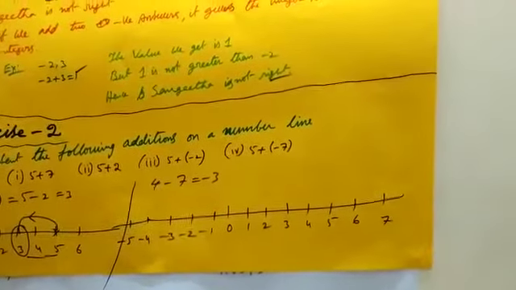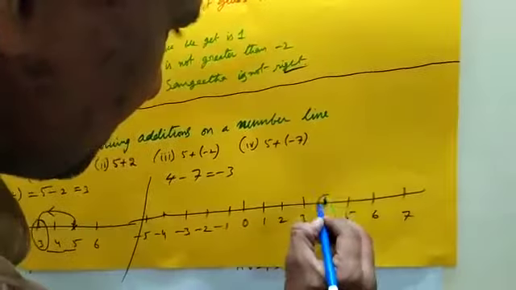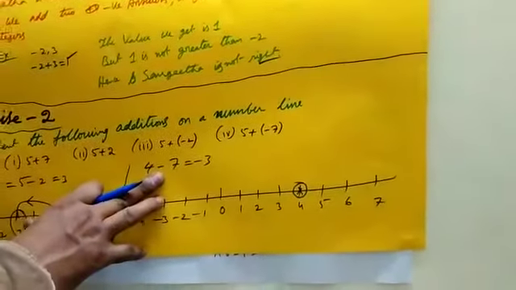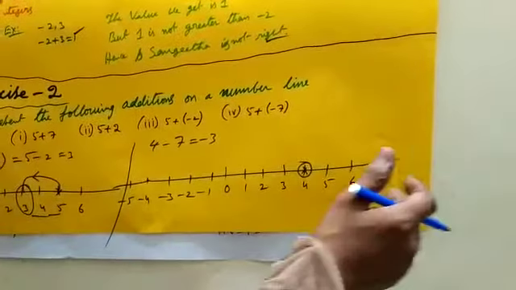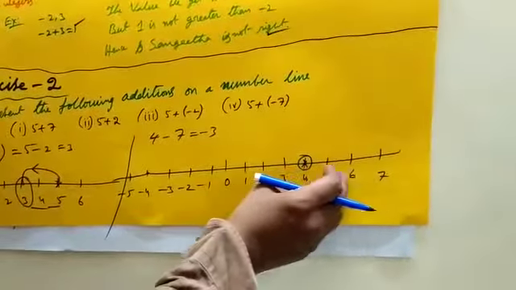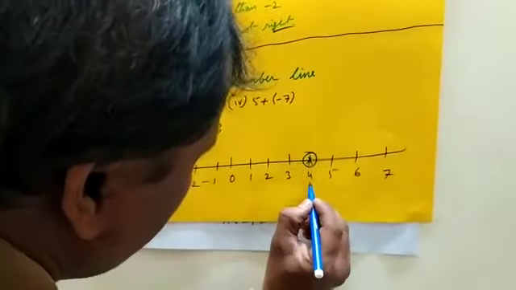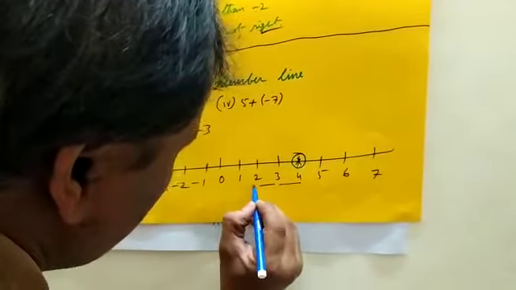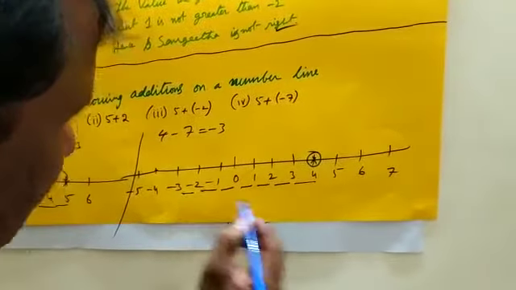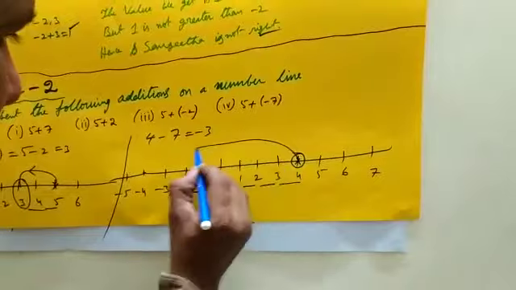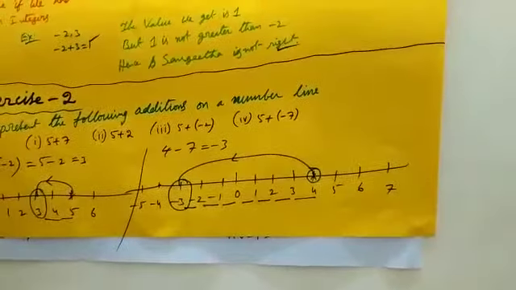What is 4? This is a positive number. Then minus 7: compared to 4, minus 7 means towards the left side of the 4. How many steps? 7: 1, 2, 3, 4, 5, 6, 7. Therefore, the result is minus 3.